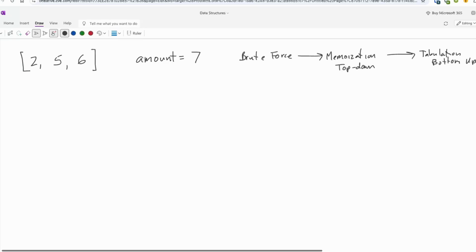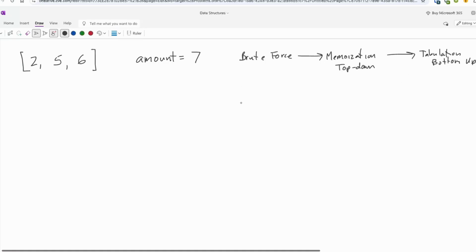So basically, every dynamic programming problem can follow these steps. We'll find the brute force algorithm first, then we can apply memoization to it, and then we can convert it to tabulation if we want to get an even more optimal solution.